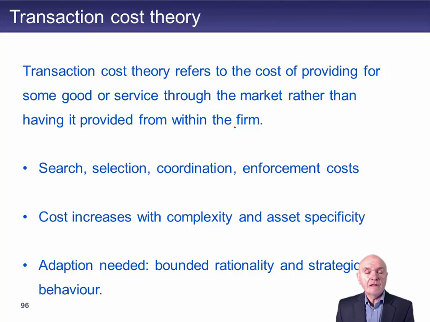Transaction cost theory, something you need to know about just a little bit, refers to the cost of providing some sort of goods or services through the market, in other words, outsourcing, rather than providing it within the firm. So we said there were a lot of potential advantages to outsourcing, like maybe you outsource it and it becomes cheaper or better, and you transfer risk and so on. Transaction cost theory is saying there are certain costs associated with outsourcing, and at some point these costs may outweigh the benefits.